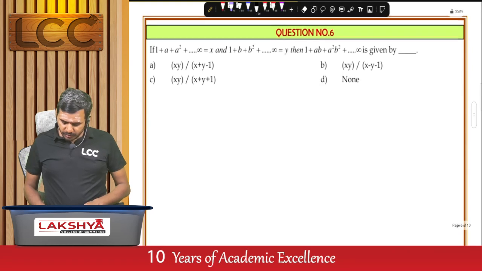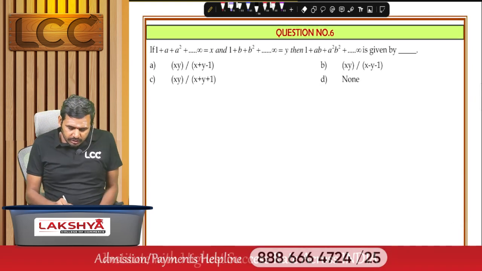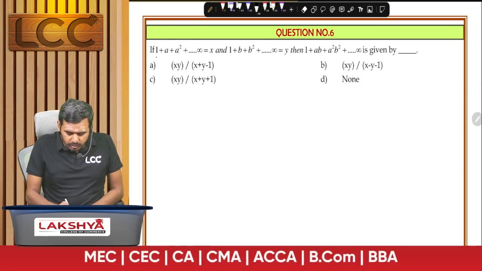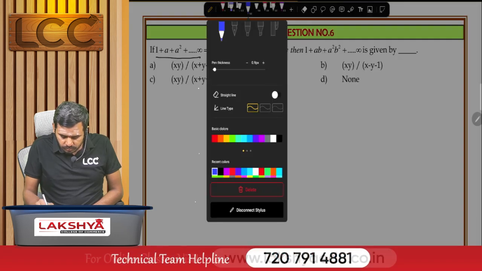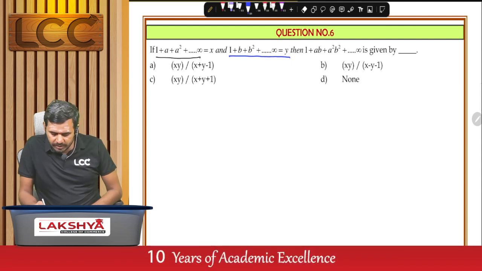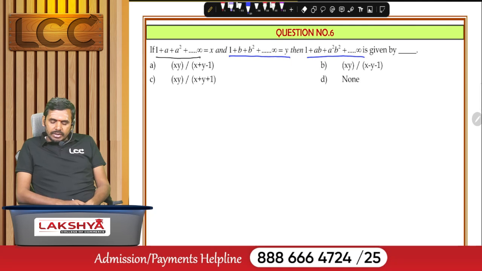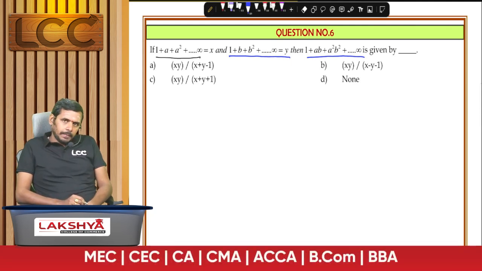Let us see one more example for this GP. The information given is: 1 plus a plus a square and so on up to infinity has value x, and 1 plus b plus b square up to infinity has value y. Then what is the value of the expression 1 plus ab plus a square b square and so on up to infinity, in terms of x and y?